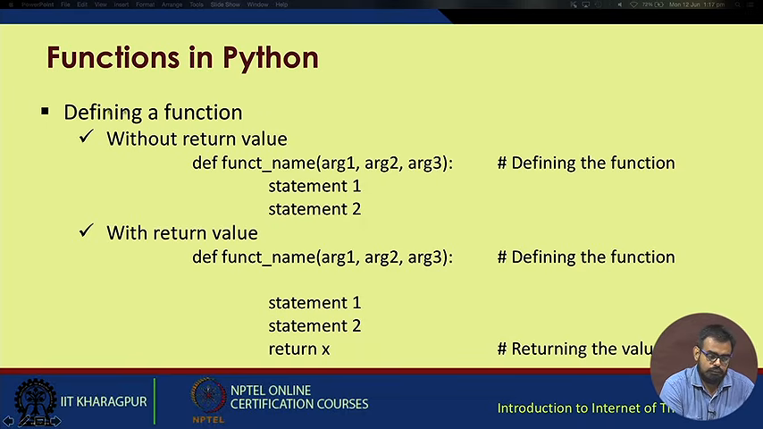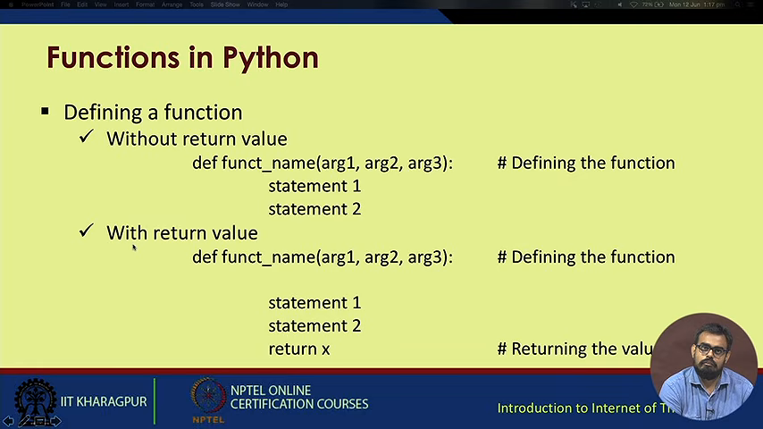This definition of a function can be either without a return value. So you write def, a function name of your choice, then various arguments of your choice. You can have n number of arguments depending on the function, and then a colon, then again an indentation, and statement 1, statement 2, that's it, right? Maybe statement 2 is a print statement. So you give arguments 1, 2 and 3. Statement 1 does some operations on these 3 arguments, and statement 2 prints the result.